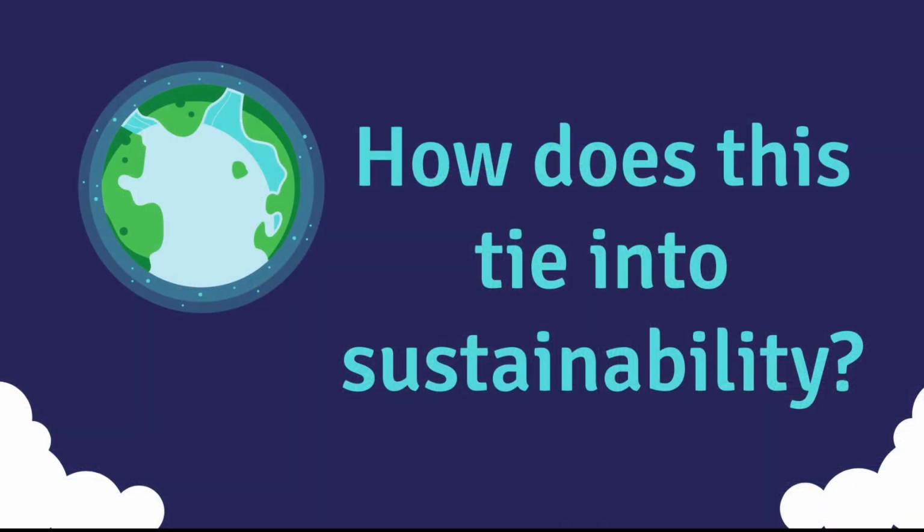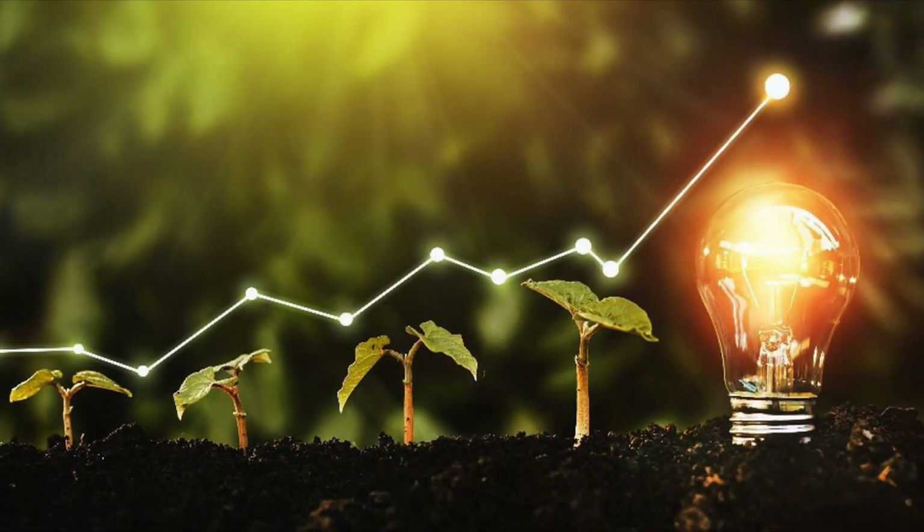How does the melting of sea ice tie into sustainability? Environmental sustainability is how humans can practice using resources in a way that meets their current needs, but also gives us the ability for future generations to meet their needs. We can all make choices to minimize the negative effects on the environment and take care of our planet for the future and the present.